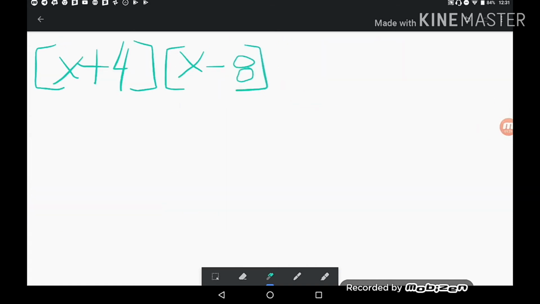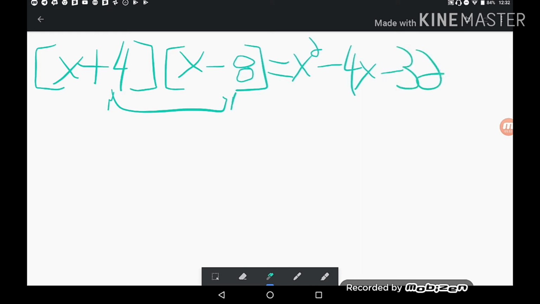X plus 4, x minus 8. So like I said, start with your two x's, x squared. Know what your last terms are, 4 and negative 8. So that results in a negative 4. Attach the x, and your final terms when you multiply 4 by negative 8, and you get negative 32. Just that simple.